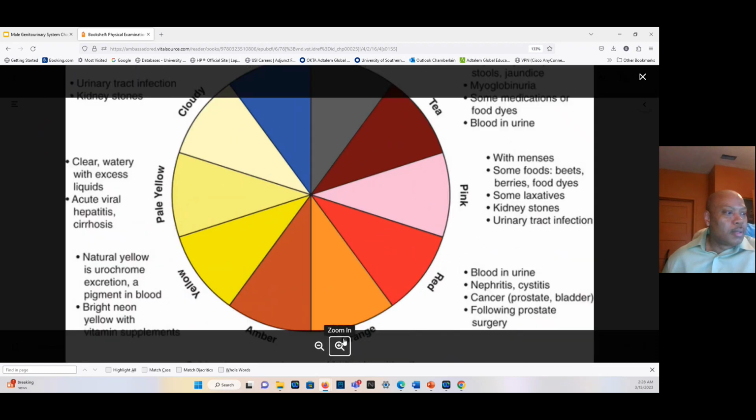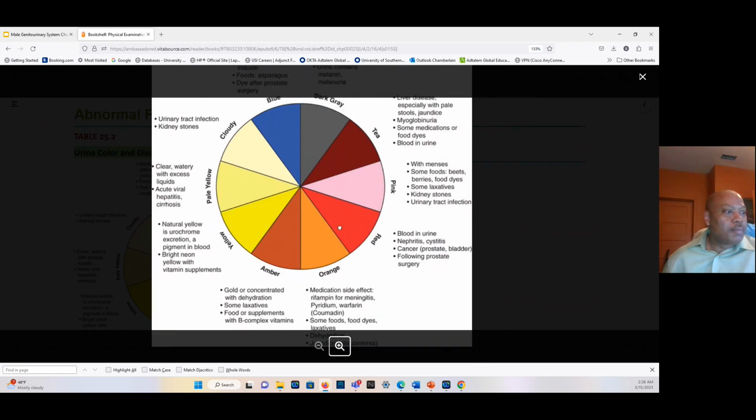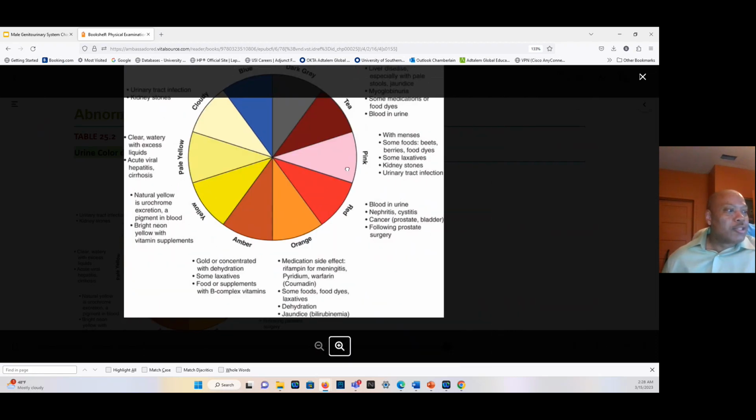Oh, I can move it. Yeah. Well, let me do this. All right. So take a look at the orange. Medication side effect. It could be rifampin, which we can use to treat meningitis. Also, Pyridium. That turns the urine orange. Warfarin, that's what they call it as well, Coumadin.